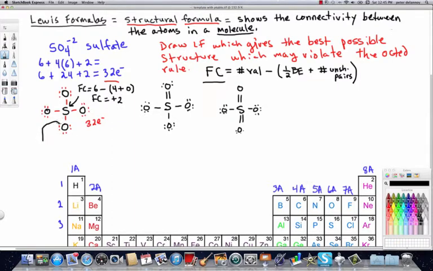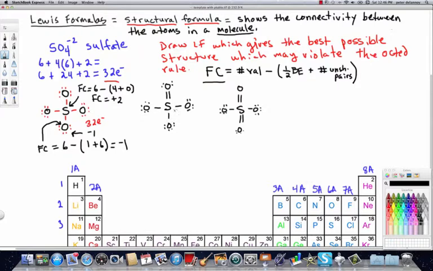Now the oxygens are all identical, so we only need to do one of them. The FC on the oxygen, again, starts with a 6 because they're in the same group. 1/2 the bonding: there's only one bond here, so it's going to be 1. And then we've got 2, 4, 6 total unshared electrons. So it's going to be 6 minus 7, or minus 1. So in the very first structure that we drew, all of the oxygens have a formal charge of -1. That's good news. However, we have a sulfur here that has a formal charge of +2.